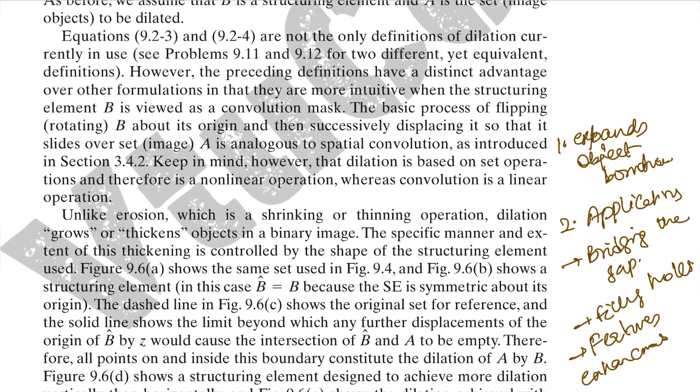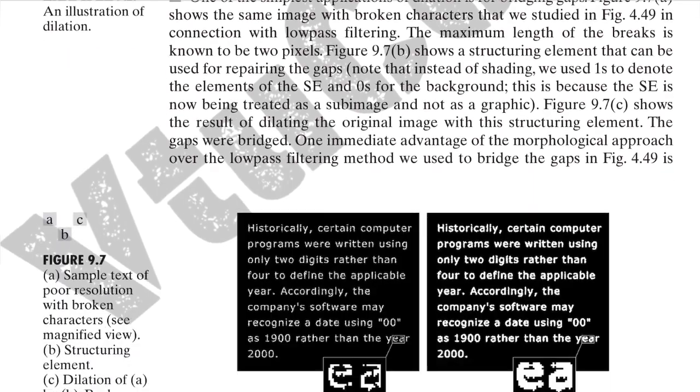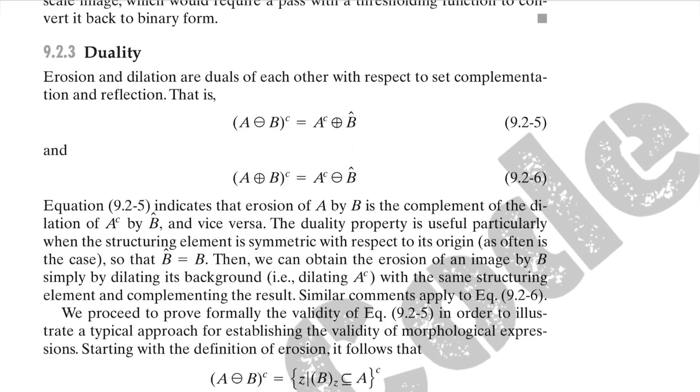Next topic is duality. Duality between erosion and dilation: they are dual operations in the field of image processing, connected through set complementation and reflection, where one process continues into the next, like first erosion, then dilation, then erosion again. So this is the equation.